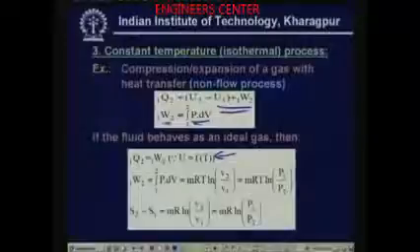That means internal energy has to remain constant and enthalpy also has to remain constant, because both are functions of temperature only. If you apply this conclusion to the first law of thermodynamics, you will find that U2 is equal to U1. So you end up with this equation. That means heat transfer is equal to work transfer, okay, for this process.